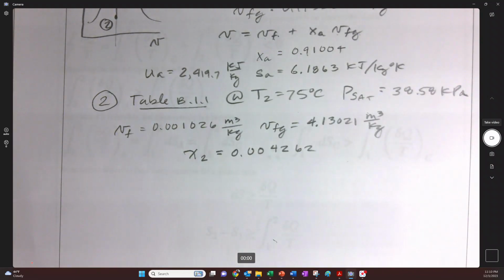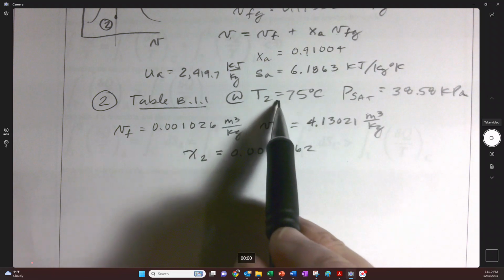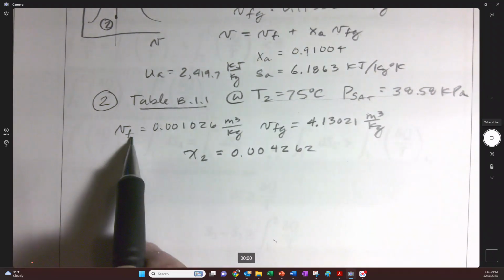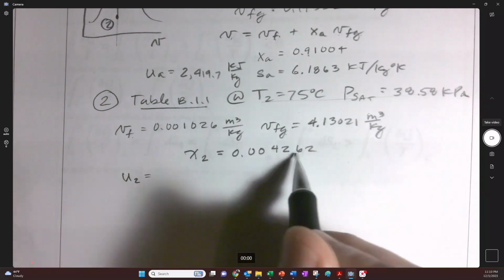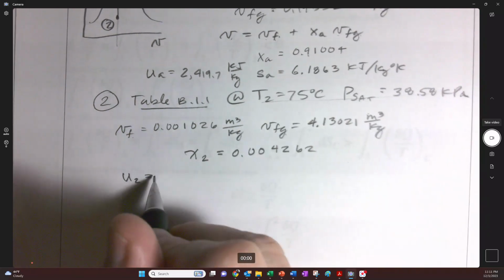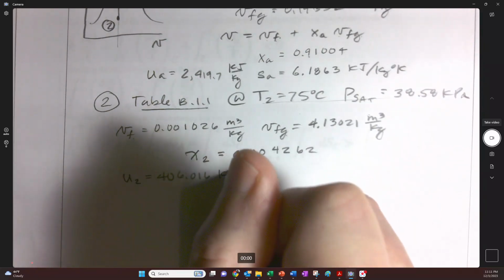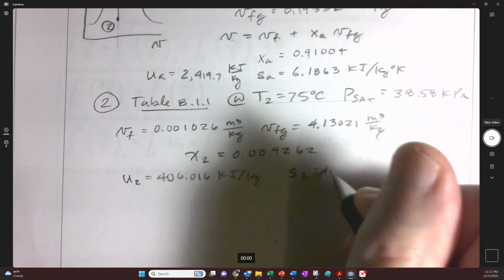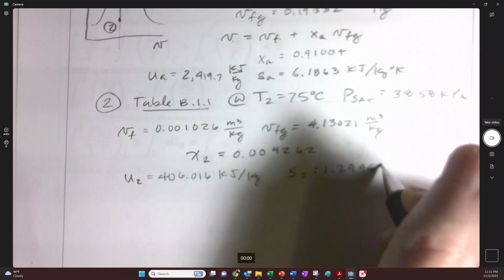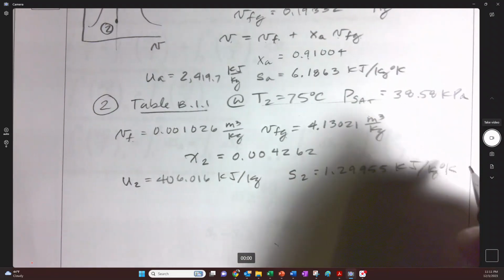All right, so it's 0.4%, but that's okay. And then we can use the other values there, all the F's and the FG's, and we can find U2 at that quality. It's going to be 406.016 kilojoules per kilogram. S2, 1.29955 kilojoules per kilogram degree Kelvin.